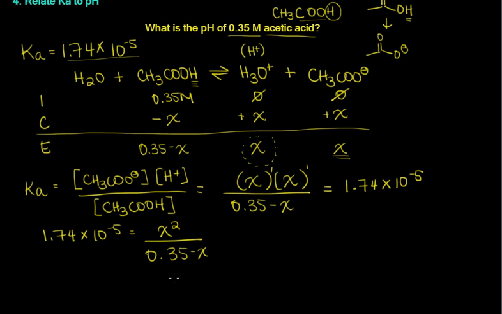There are two ways to solve this. You can multiply and use the quadratic formula, or we can assume that because there is so much of this acid going in and it's a weak acid, only a tiny fraction is actually going to dissociate. So we can assume that on the bottom, the x is negligible compared to this value.